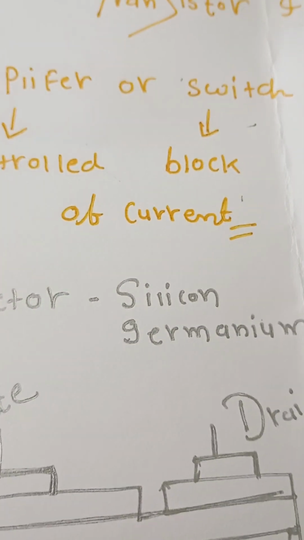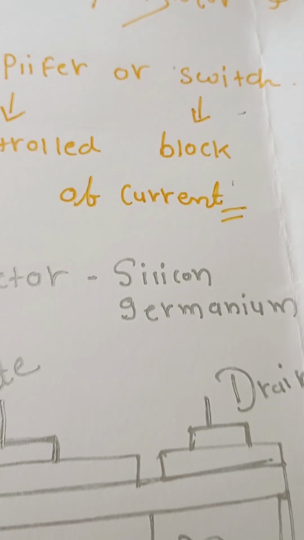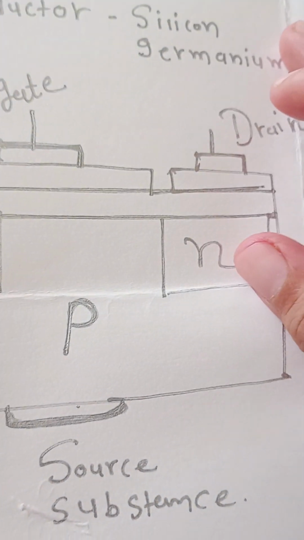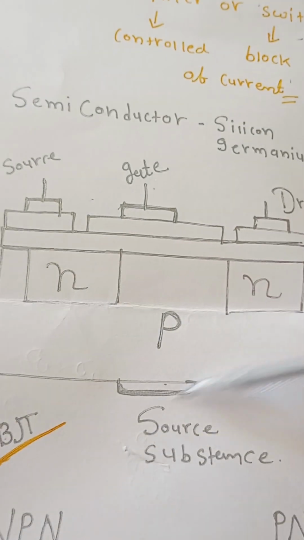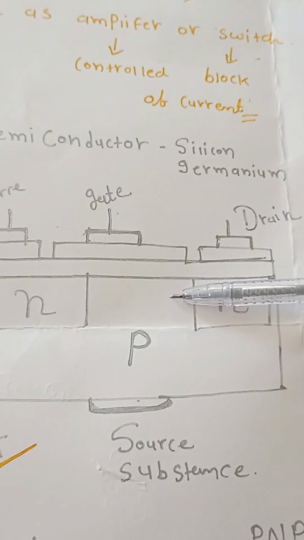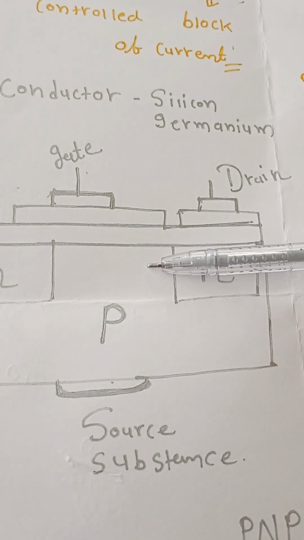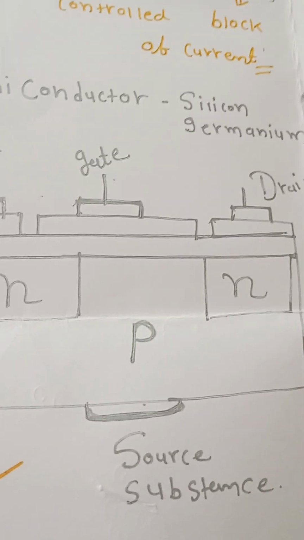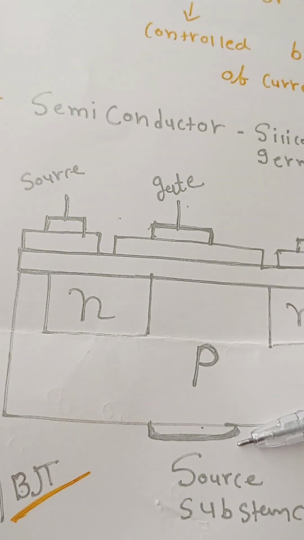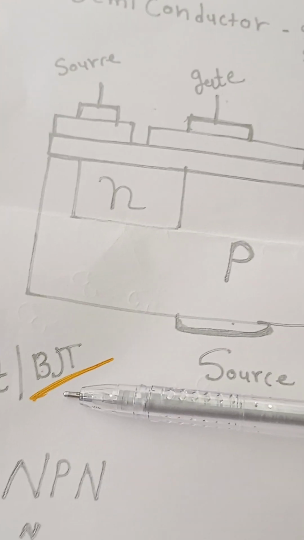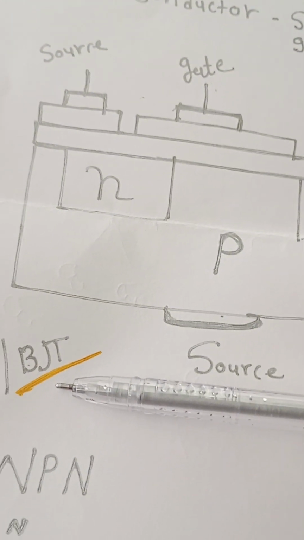Basically, a transistor has two types, which are BJT and FET. So this diagram is for the FET. FET means field effect transistor. Field effect transistor is a unipolar transistor. And another transistor that we certainly use is the BJT, which is the bipolar junction transistor.